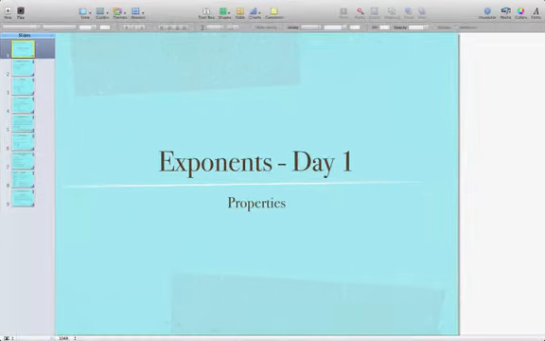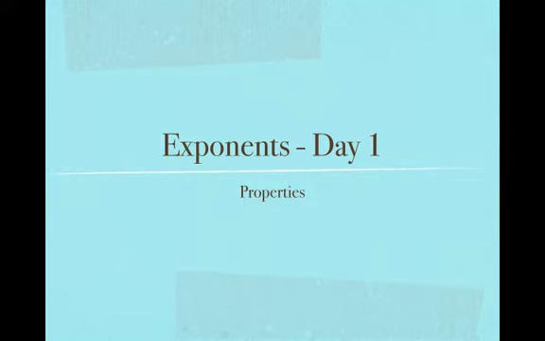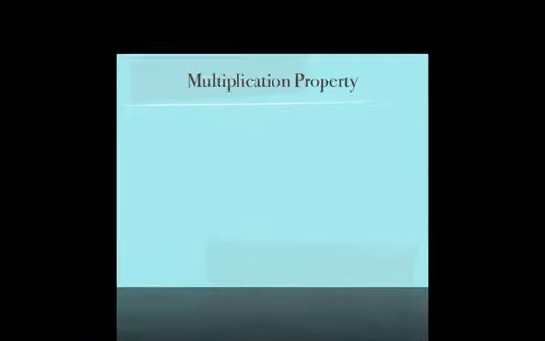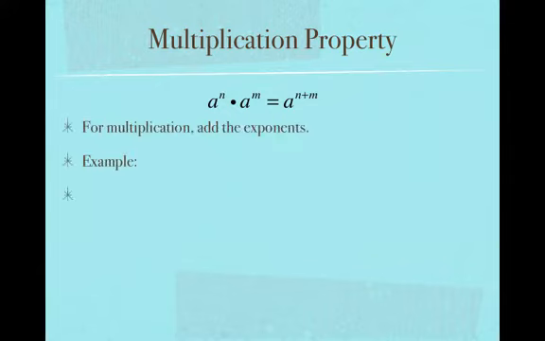Alright, so today we're going to be talking about the properties of exponents. The first property is the multiplication property. So if we have a to the n times a to the m, to simplify this we would want to add the exponents, not multiply them. Okay, so again, for multiplication we want to add the exponents.